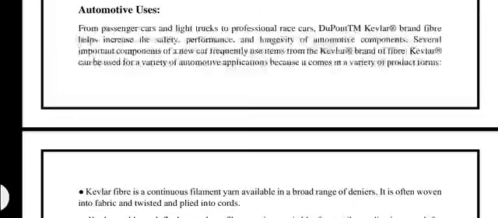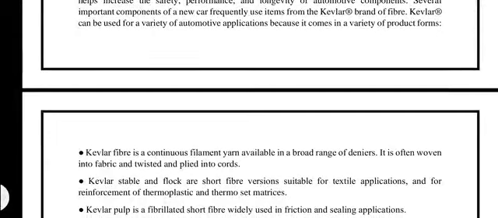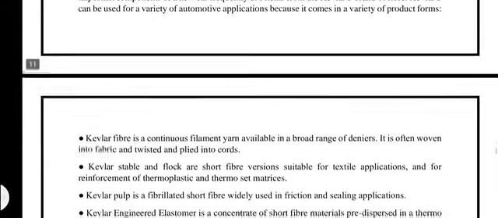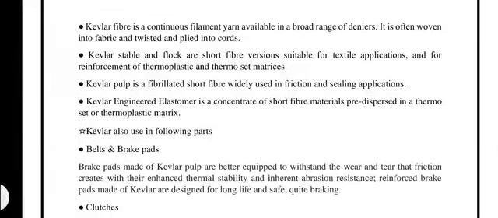Several important components of a new car frequently use items from the Kevlar brand of fiber. Kevlar can be used for a variety of automotive applications because it comes in a variety of product forms. Kevlar fiber is a continuous filament yarn available in a broad range of deniers. It is often woven into fabric and twisted and plied into cords.